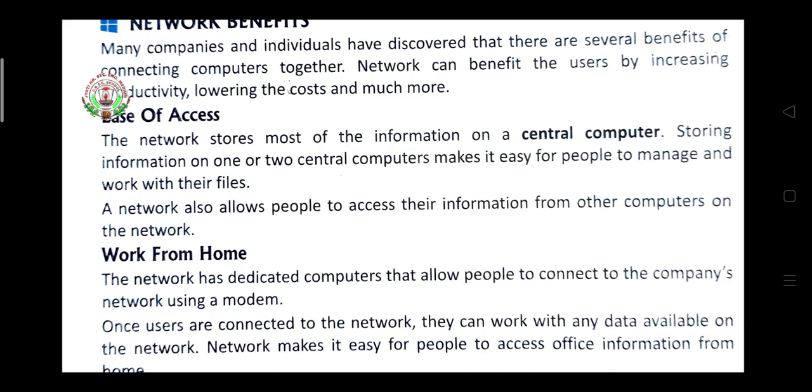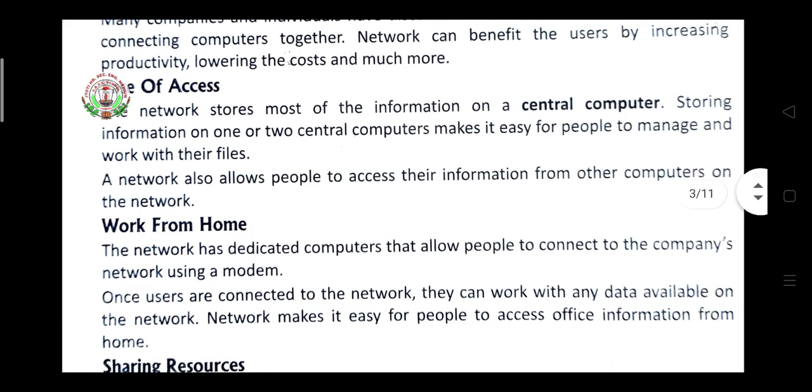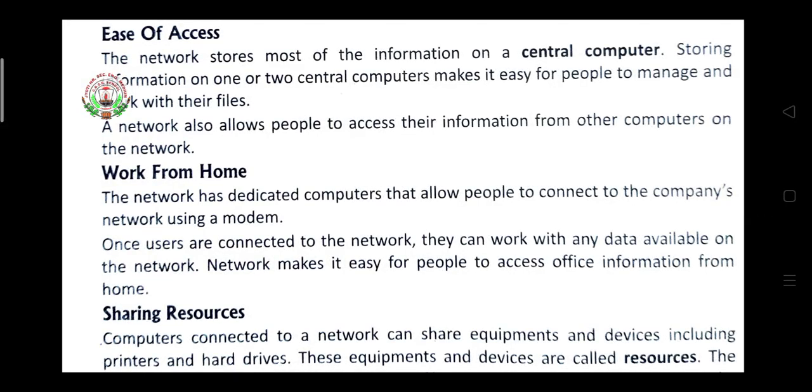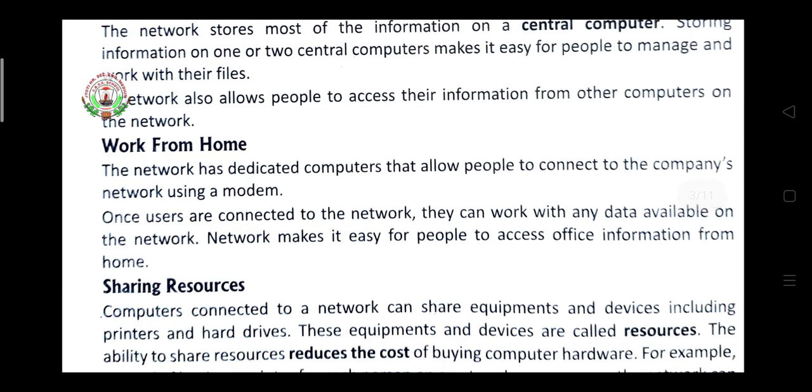Like this, that networking is used. Then work from home. The network has dedicated computers that allow people to connect to the company's network using a modem. Once users are connected to the network, they can work with any data available on the network. Network makes it easy for people to access office information from home. Suppose you are sick and not able to go to the office, so you can access all the data from your office with the help of an internet connection, and then you can do whatever your work is there in your home.